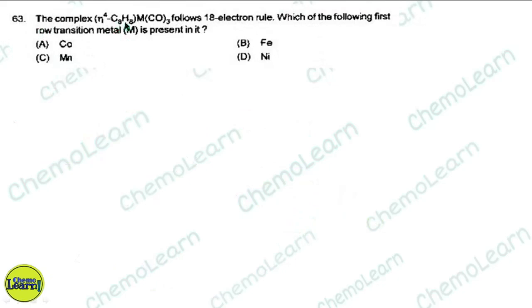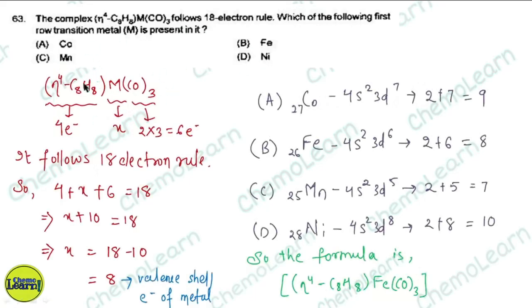The complex eta 4 C8H8 M(CO)3 follows the 18 electron rule. Which of the following first row transition metals is present in it? Cobalt, iron, manganese or nickel. So we have this complex here, eta 4 C8H8. So eta 4 means it has hapticity 4, that means it is donating 4 electrons, and a carbonyl group, one carbonyl group donates 2 electrons, and we have 3 carbonyl groups.